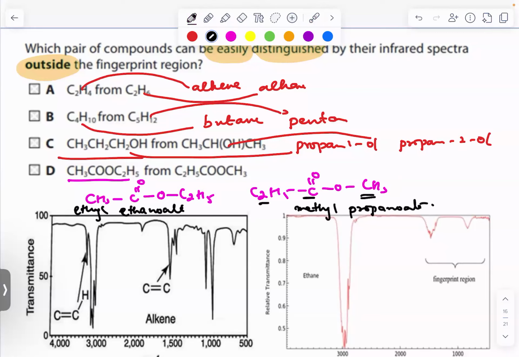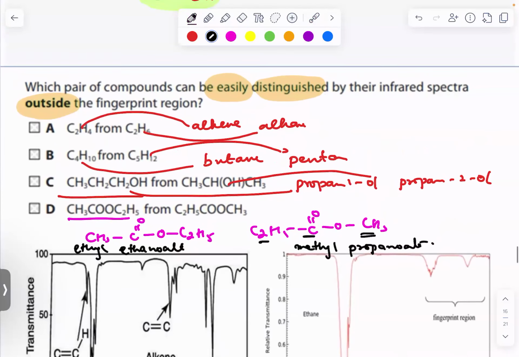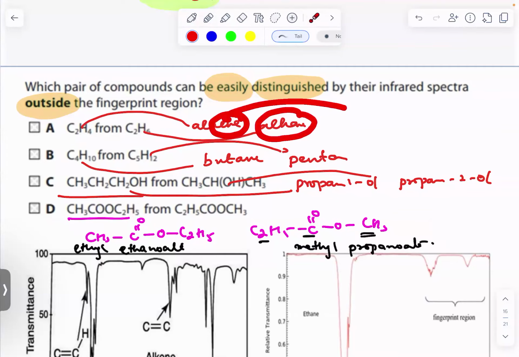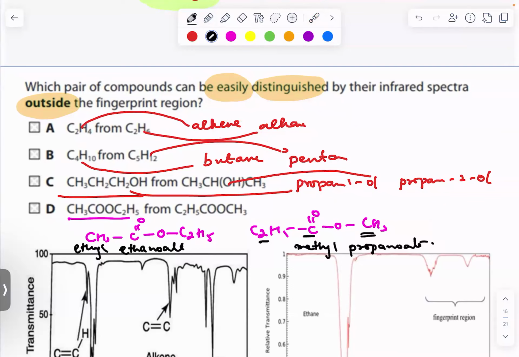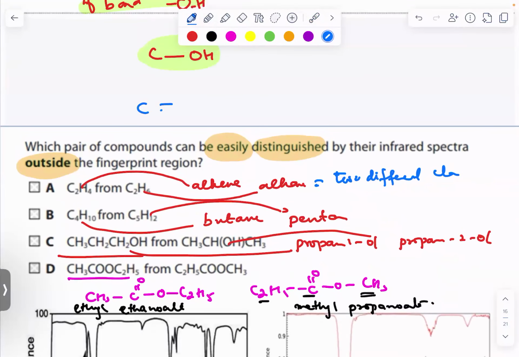Now, please check, Anika. They are asking which pair of compounds can be easily distinguished. Now, have a look. The first one is alkene and alkane, two different classes. Let me write two different classes. That means one is having a double bond like this. This is C2H4.